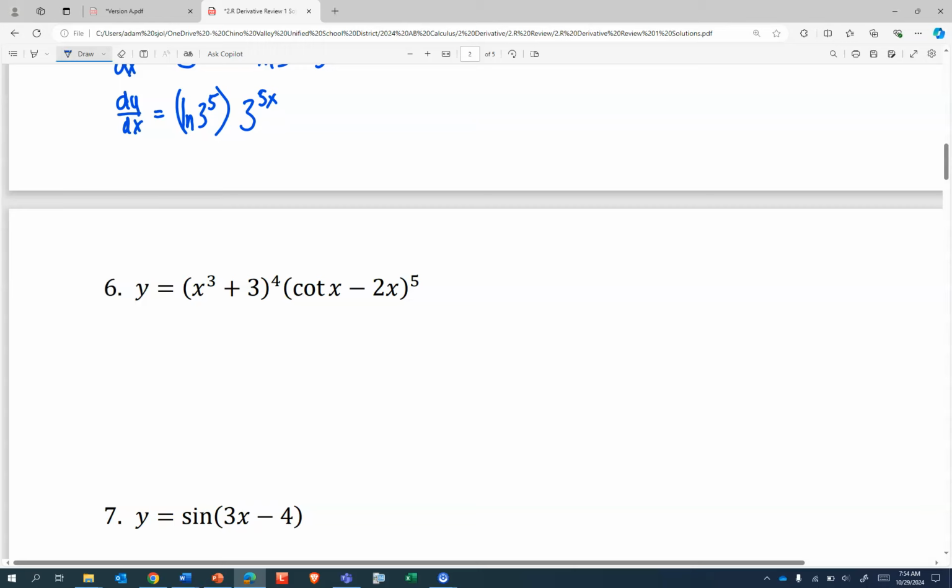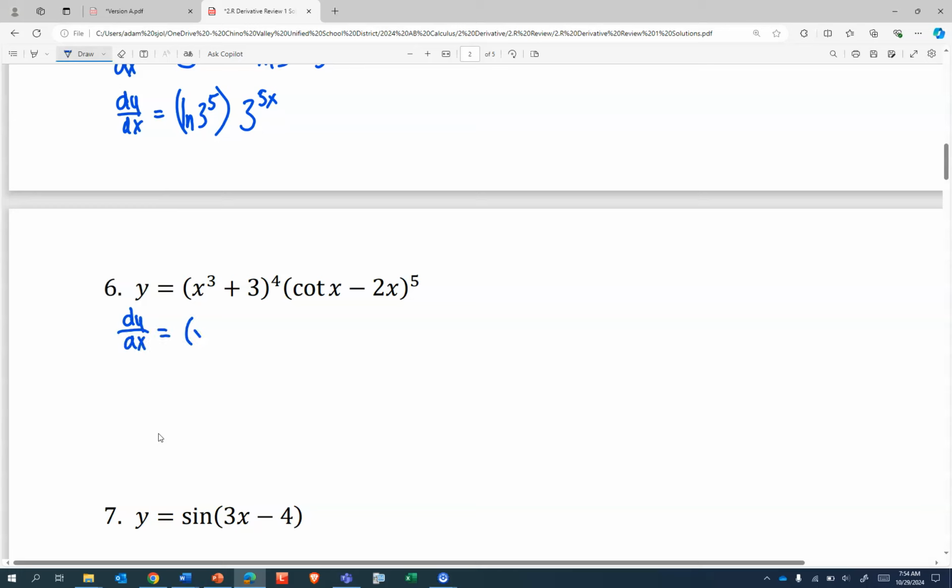Well, no real good choices here. Definitely two functions multiplied together, so I need to do the product rule. I could expand that first factor to the fourth power, but that seems awful. So I'm just going to do the product rule.